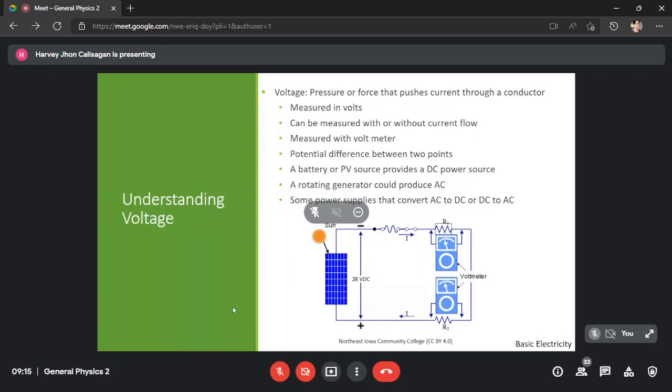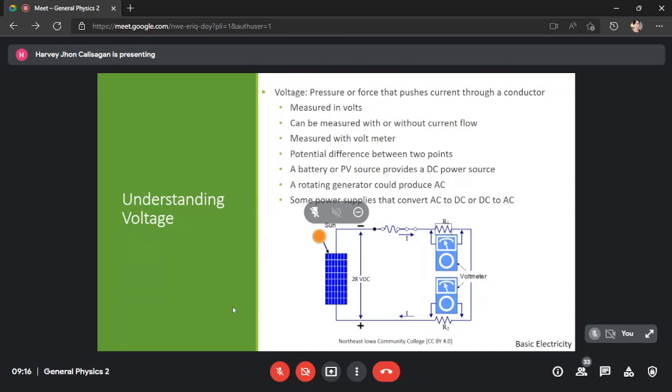Now, if we go back to the basic figure about the types of circuits, we call them series and parallel circuits. You'll notice that in either a parallel or a series circuit, there is what we call voltage. What is voltage? Voltage is the pressure or the force that pushes current through a conductor. In short, this is where those charges are coming from, either positive or negative.